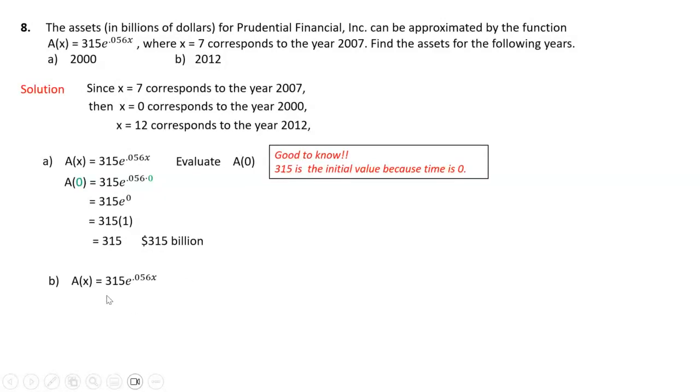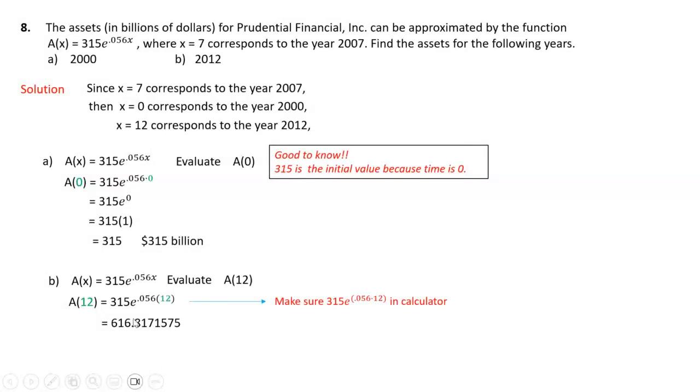Now for the B part, we're going to be evaluating at A of 12, which means again, I'm going to plug in 12 for the x's. This is going to be 315 e to the power of 0.056 times 12. And that should give us 616.81715575. Round to the nearest billion? Did it say round to the nearest billion? No. So it's going to be $616.8 billion. This is the answer for the B part.